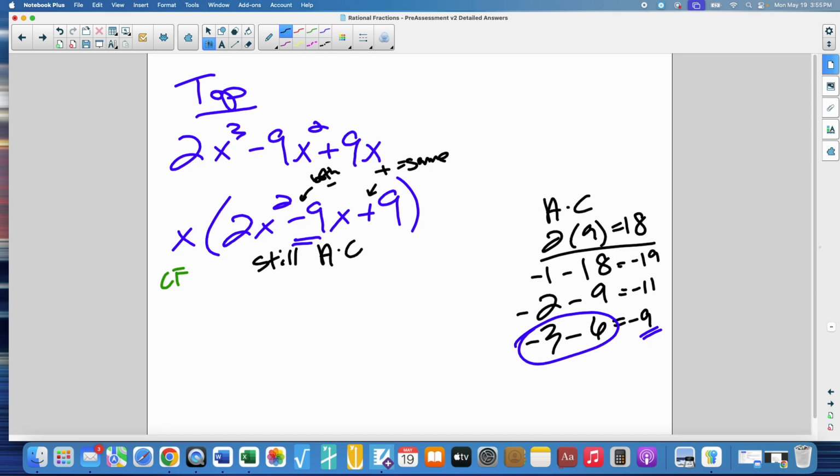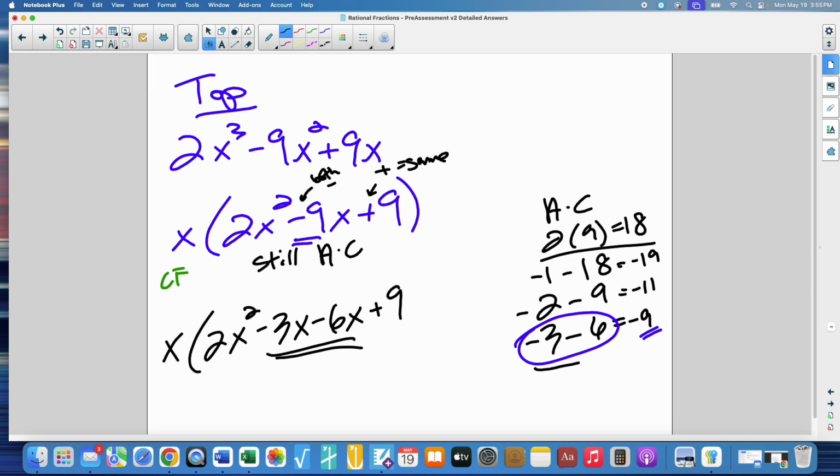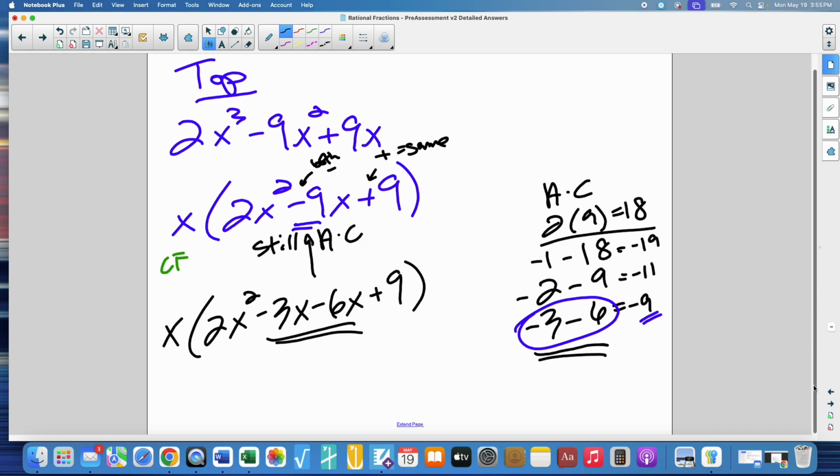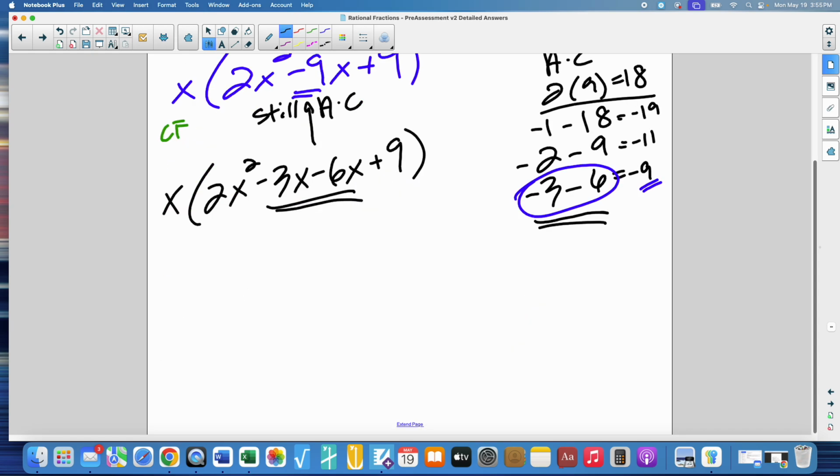So now I have my x outside that I factored. I bring down my 2x squared. And my negative 9x is going to turn into negative 3x minus 6x. So I got these 2 values from here. That's where they came from. And they still have to add up to negative 9x, negative 3x, and negative 6x. That's how I turn that 3 terms into 4.